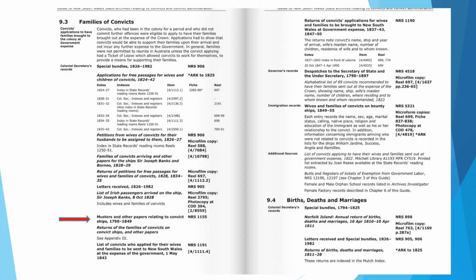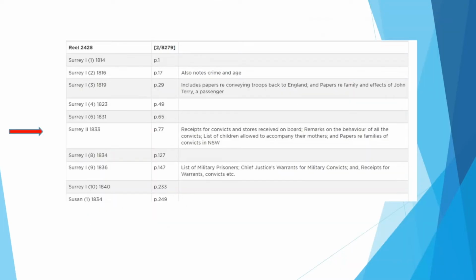Now these records came from England on the convict vessel and generally relate to the convicts on board. But as the name suggests, there can sometimes be other papers, and these other papers can include papers about the families of convicts on that vessel. On our website, we have an alphabetical list of the musters and other papers. So you can see you get the reel number, the original location, and the page number, and it'll also indicate if there are any other papers included on that particular voyage.